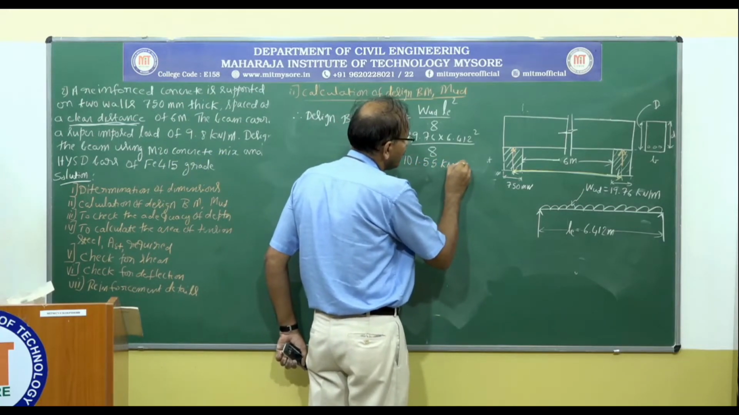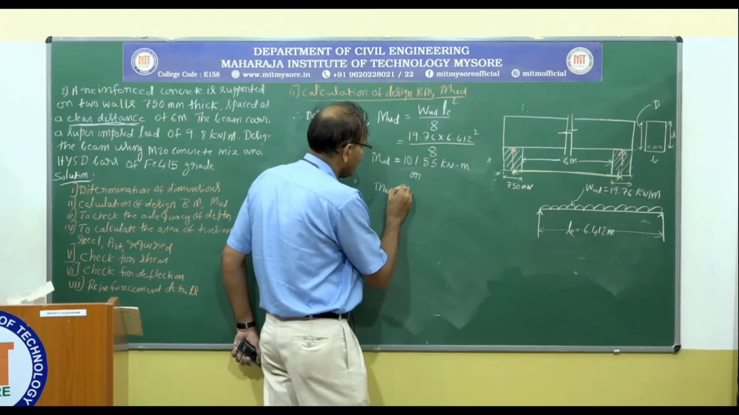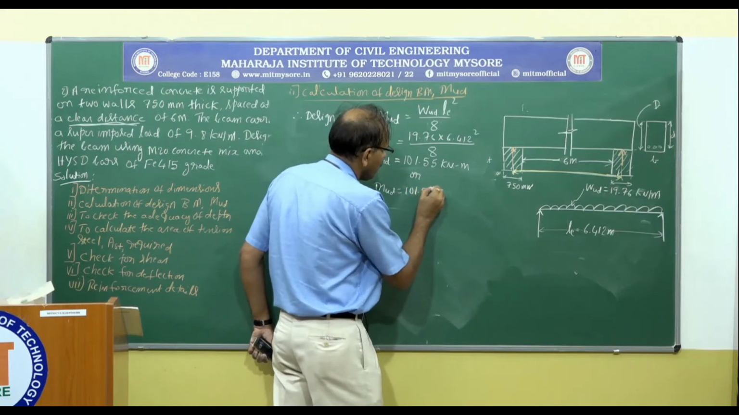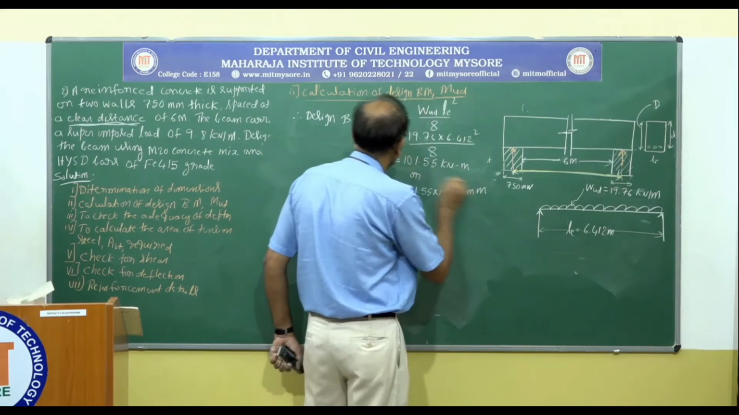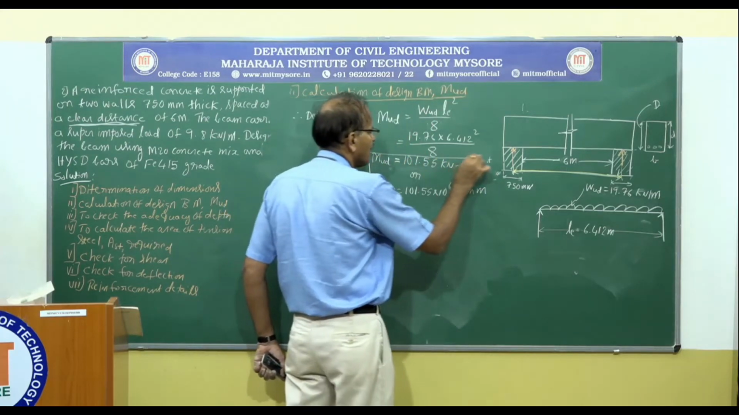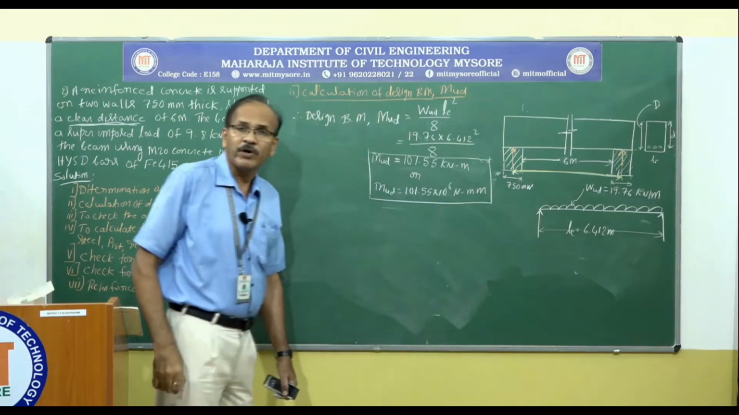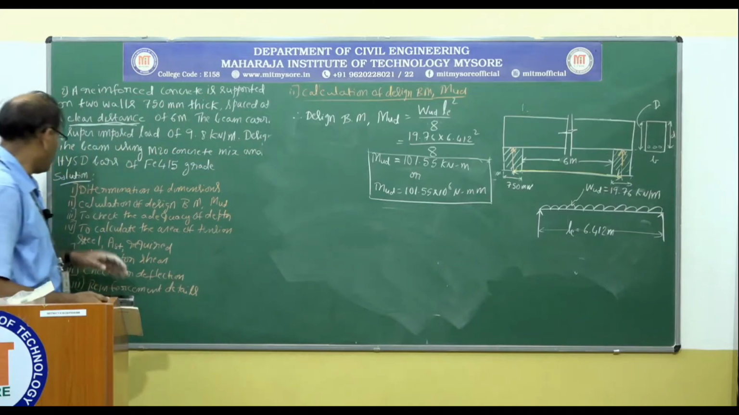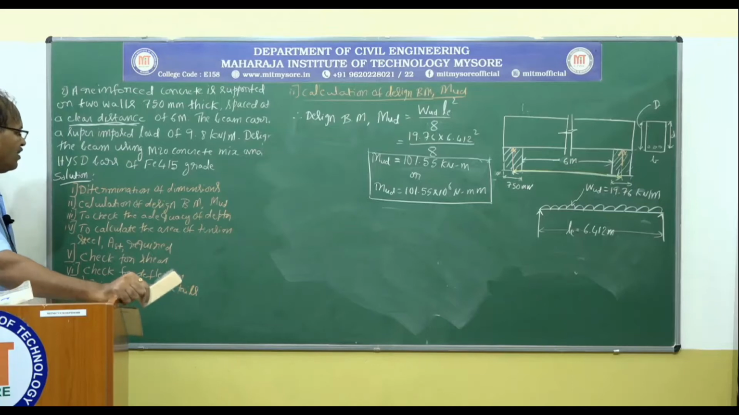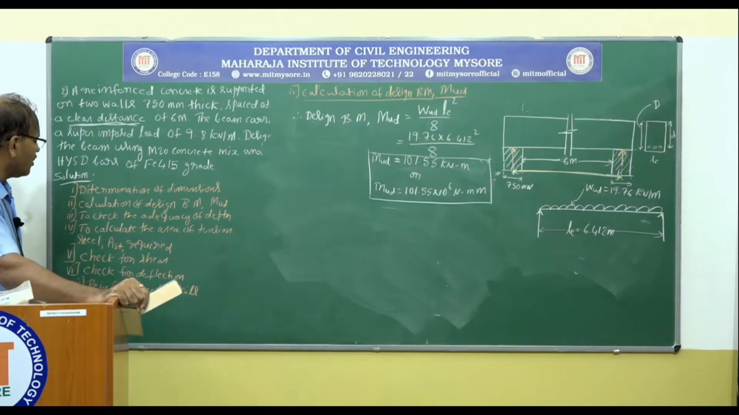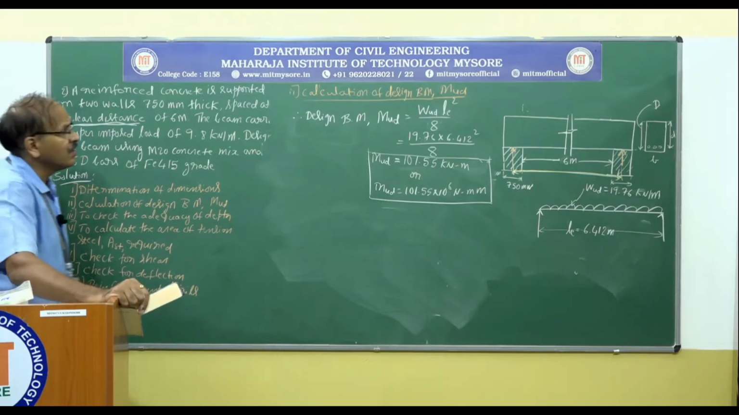101.55 kilonewton meter, or MUD equal to 101.55 into 10 to the power of 6 Newton millimeter. Okay. So this step is over. That is calculation of design bending moment MUD value. What next? To check for the adequacy of depth.